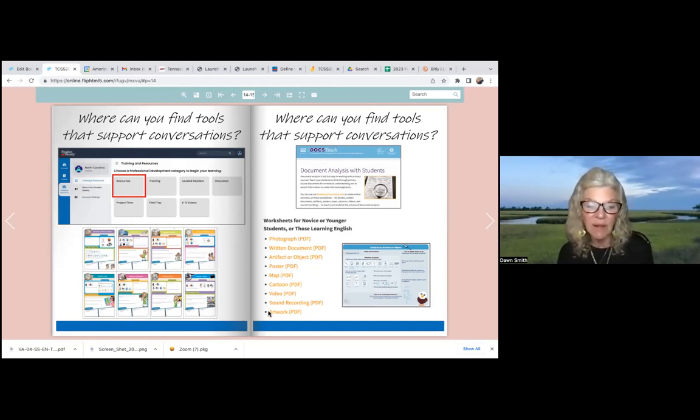And what I like about these is they ask students to look for things that are very particular to maybe a photograph or a map.